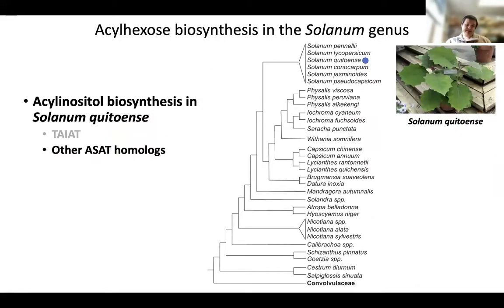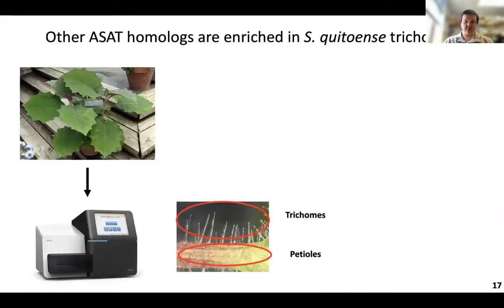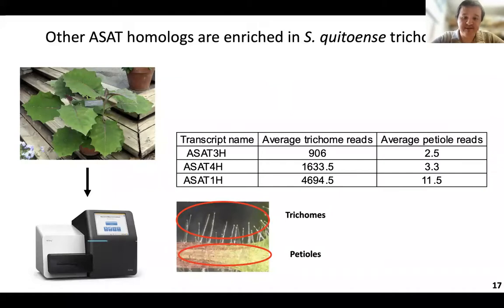So we went back to that RNA sequencing data and we focused on other potential ASAT homologs. Our thought process at this point was that TIAT was catalyzing similar activity to ASAT4, its phylogenetic relationship, and the presence of the pathways in trichomes indicated that these two pathways were evolutionarily related. Now, if we operate under that assumption, there are a handful of other ASAT homologs that could be involved in acyl inositol biosynthesis.